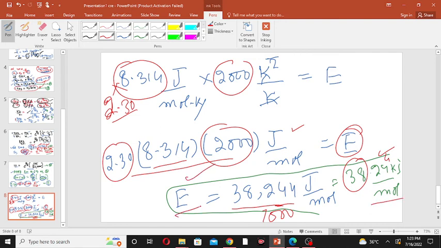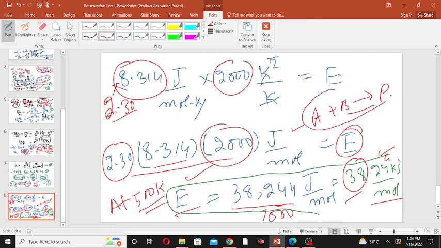So the activation energy for this reaction A plus B is 38.244 kilojoule per mole. This was just a little problem related to the activation energy, rate constant and Arrhenius law.